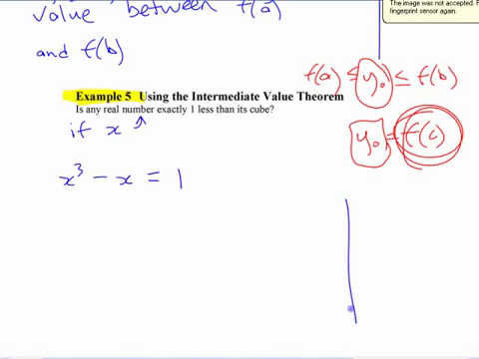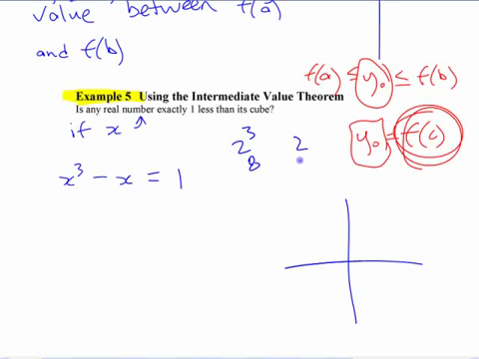If we think about it here, let's think about the differences in these values. 2 cubed is 8, and 2 is 2. So the difference is how much? And 1 cubed is 1, and 1 is 1. The difference between that is 0, right? There has to be something in between that makes it true because this is a continuous function.